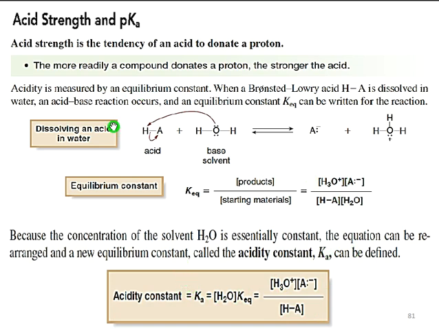Keep in mind, if this is a strong acid, the concentration on the product side, the right side, will be more than the concentration on the left side. That means the ratio will be more than 1. If they are equal, it will be 1 to 1, the same concentration, for example 13 to 13, and the result will be 1. But if we have a high concentration of products, the K equilibrium will be more than 1, and the acid will be stronger.